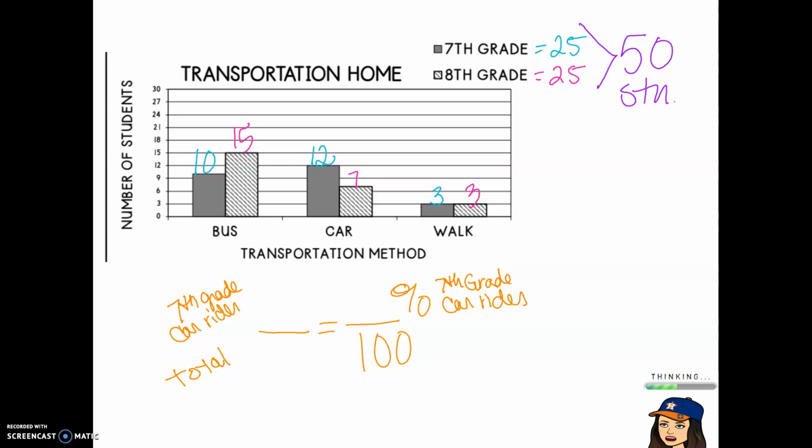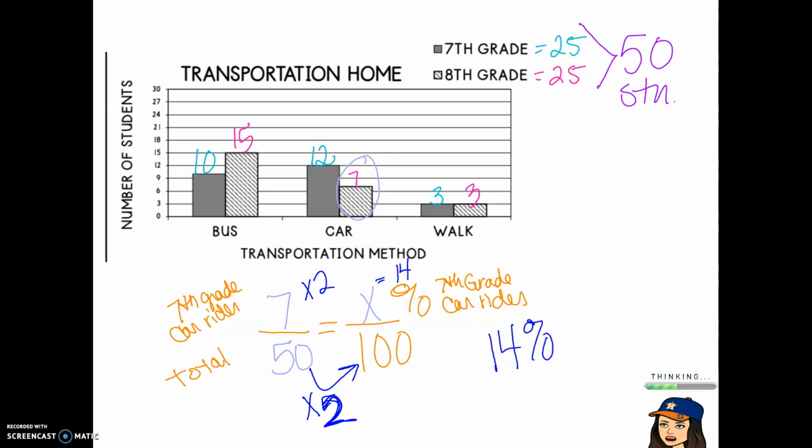So when I look at it, okay, what was my total again? My total was 50 students. How many of them were 7th grade car riders? 7. And this is my unknown, so that's where my x goes. So let's try to figure this out. We can solve this a lot of different ways. So I'm going to go ahead and go with my relationship because I want to work smarter, not harder. 50 times 2, what happened to that crazy 2 there, is 100. So 7 times 2 is 14. So 14% of the students are 7th grade car riders. Now, I could have done basically the same thing with any of those, just kind of looking for it.